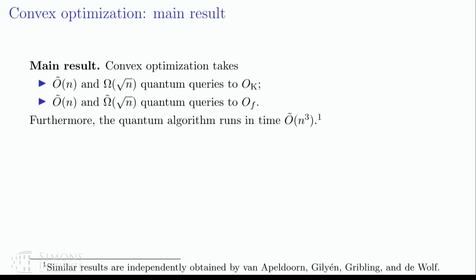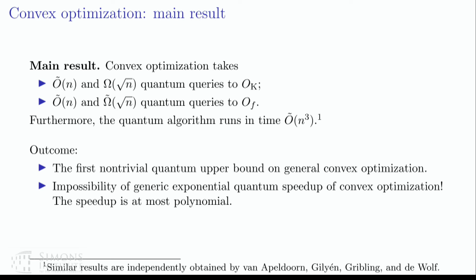The main result, achieved by us and also by independent work by van Apeldoorn, Gilyén, Gribling, and de Wolf, is that for the convex optimization problem, we can give a quantum algorithm for both the membership oracle and the evaluation oracle using only a linear number of quantum queries, and we can show correspondingly a square root of n quantum lower bound. Furthermore, the additional arithmetic complexity of our quantum algorithm is similar to the classical counterpart. So what is the outcome? This is the first non-trivial quantum upper bound on this very general convex optimization problem. Also, similar to the volume estimation problem, it shows the impossibility of a generic quantum speedup for convex optimization.